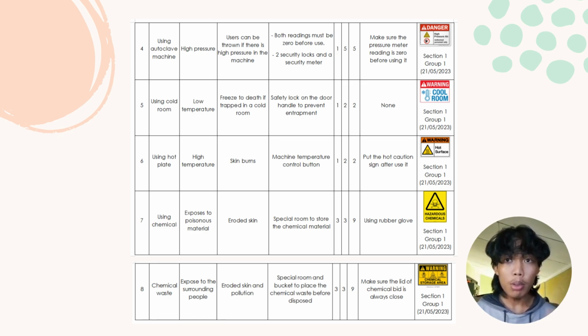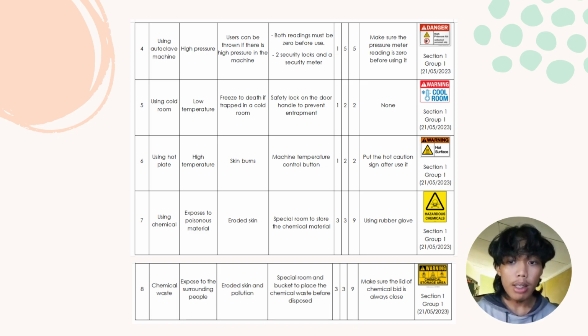The existing risk control that I want to say is a safety lock on the door handle to prevent entrapment. So there's a lock in there. If you are trapped in the freezer room, you can push the lock from inside so you can get out. Risk assessment likelihood is 1 because it's rarely going to happen, and severity is 2, and risk is 2. So the recommended control measure is none. Existing control measures are sufficient.